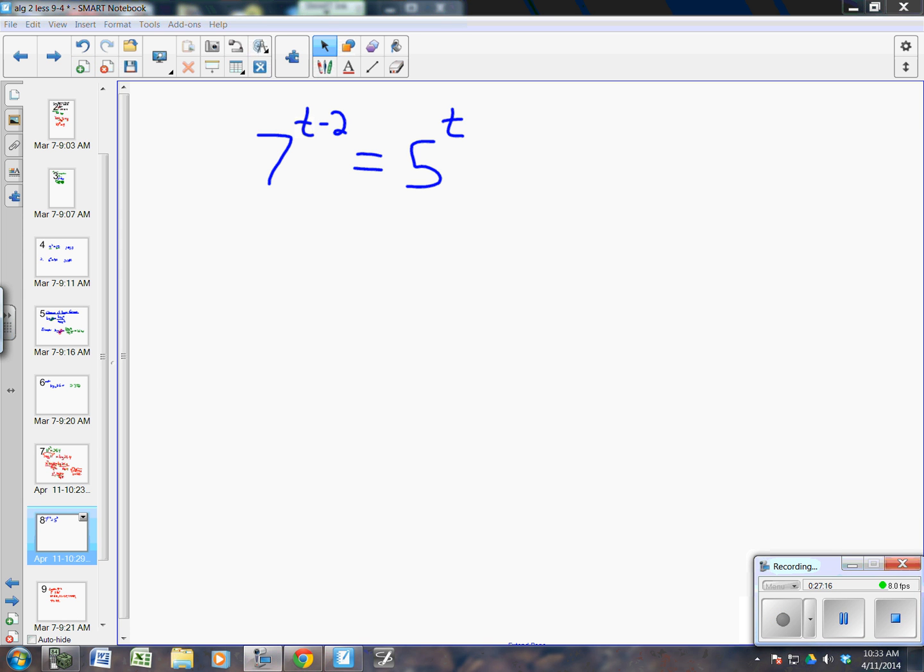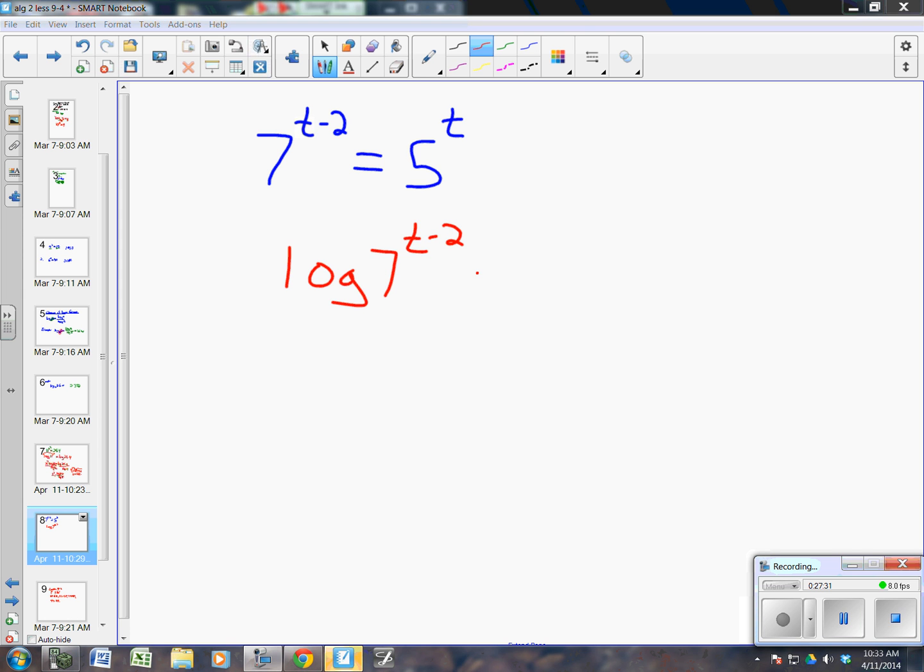By the way, there is more than one way to solve this. JD had one way, someone else had a different way. Let me just show you. This is the method I've been showing you. Take the log of both sides, the log of base 10, okay? So I'm going to take the log of both sides. That tells me I got to put the t minus 2 down in front using the power property, and put the t down in front over here.